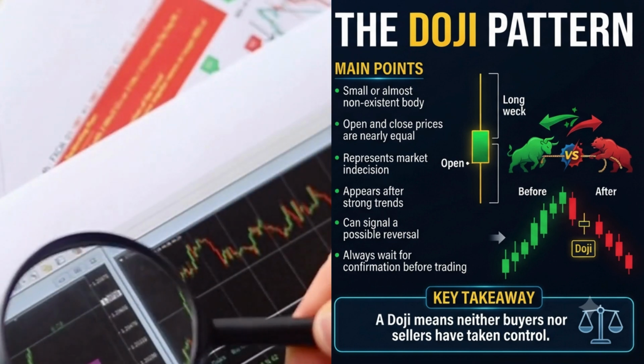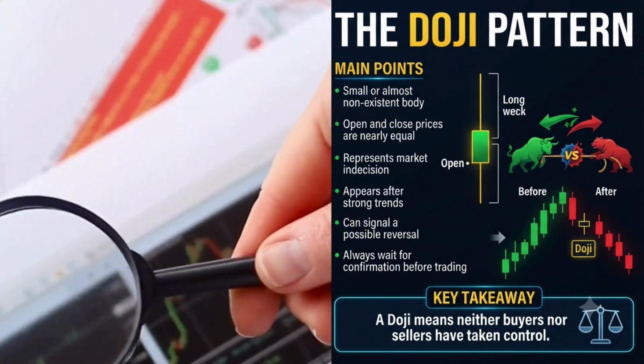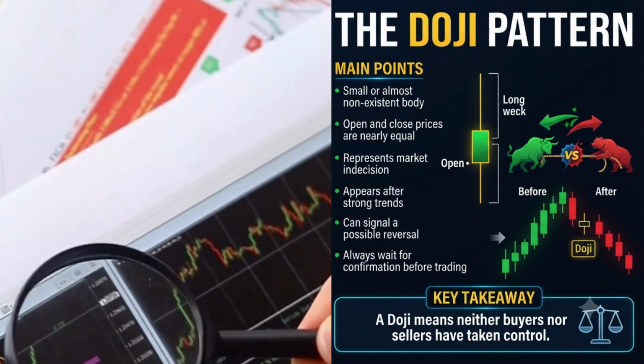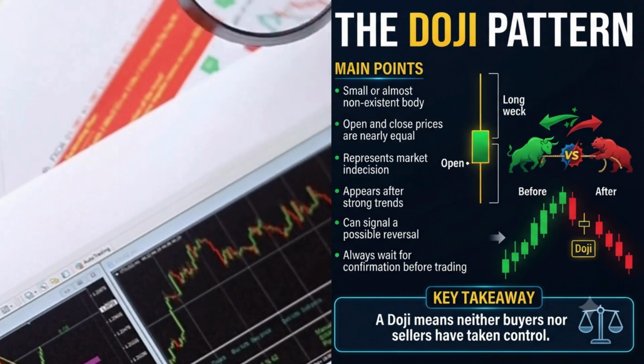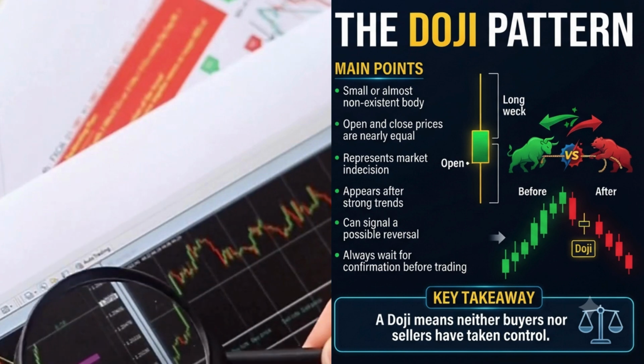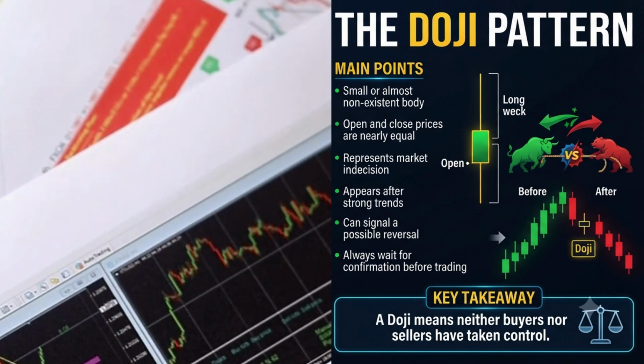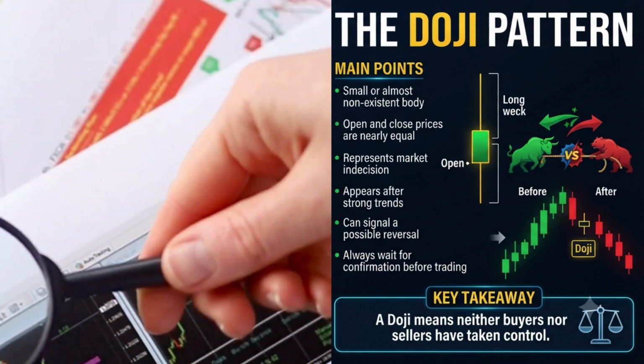When a doji appears after a strong uptrend, it can suggest that buyers are losing momentum and a bearish reversal may be approaching. When it appears after a strong downtrend, it may signal that sellers are becoming exhausted and buyers could soon take over. However, beginners should never trade a doji by itself. Always wait for the next candle to confirm the market's direction before entering a trade.